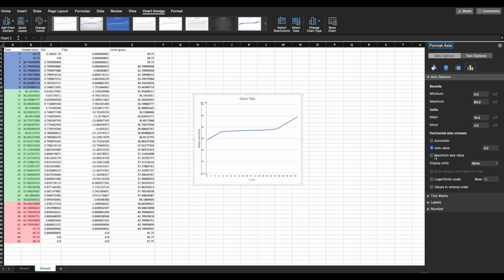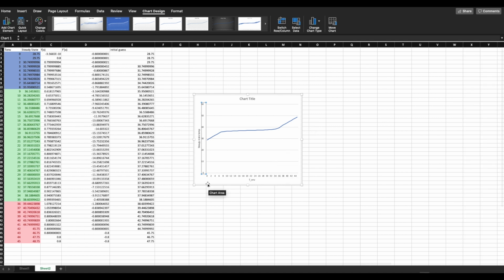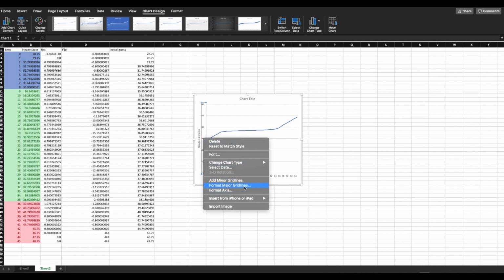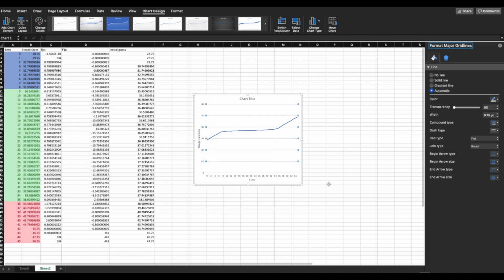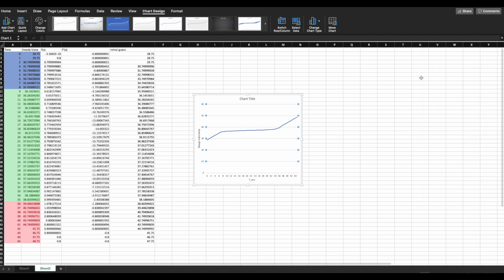So this is talking about the horizontal. And okay, so I don't need that, but yeah, that should be automatic because we don't need the horizontal one. We need to work on the other axis, the vertical one. So what I'm going to do is shut this one off and try to see. What I'm trying to do is format the major grid line. No, I'm not going to do that either.